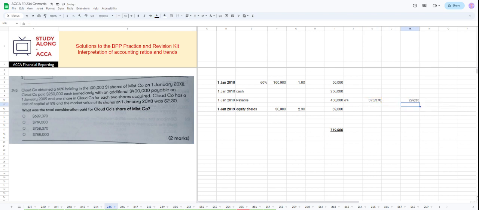I'm just trying to cross check this. If I add 8% to this, will it become 400,000? Yes. Because 8% is the cost of capital, during this year this 370 will become 400,000. So we will take this one, this we will take as it is, and this cash we will take as it is. So it will not be 719. It will be 689,370. So the first one should be the answer.